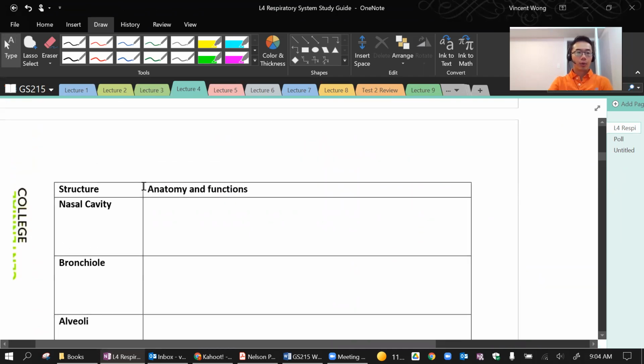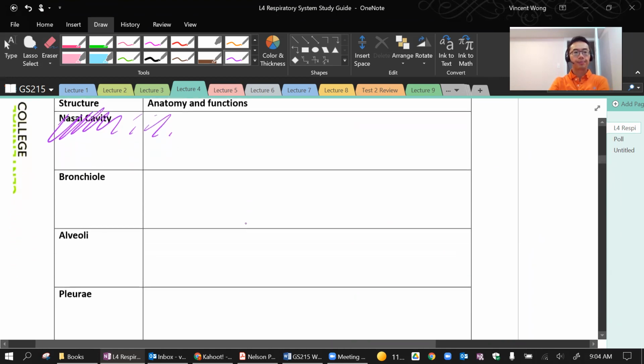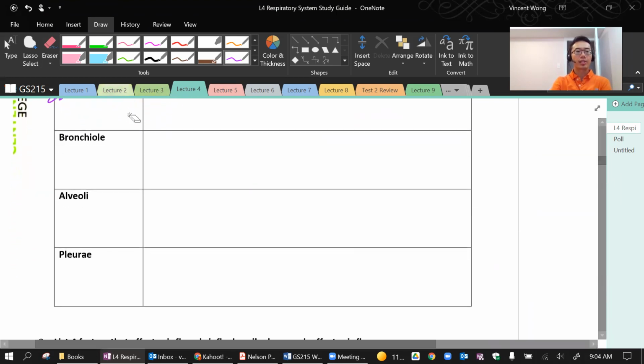I don't know why there's the nasal cavity here. I should take that out. Okay. I think I just copy and pasted the table from above and then forgot to erase it.